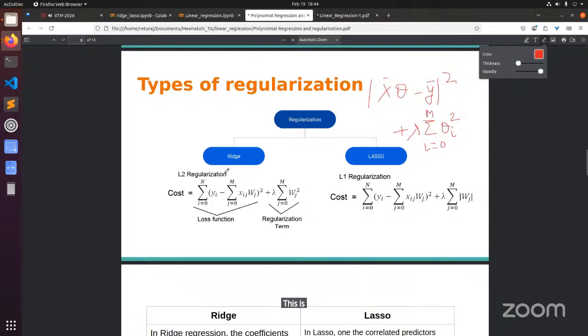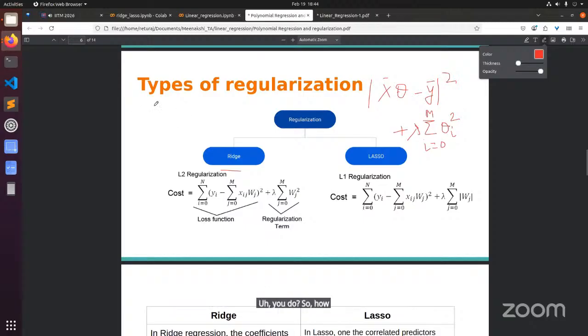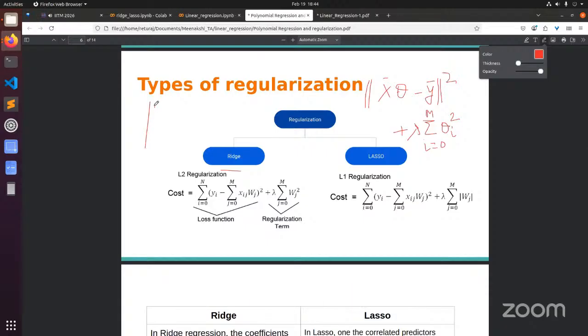This is what I'm trying to write. You remember what our x is, the big data matrix, into theta. If you do, it will become a vector. Then it will become the predicted value minus the true value whole square. There are two vectors, you have subtracted them, and it's a whole square. So when I write this, it's a norm square, a vector norm. Does everyone know what a vector norm is? Do people know what a vector norm is?